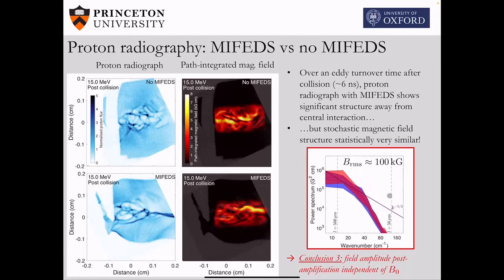And so what we conclude from this is that the field amplitude post-amplification is independent of the initial seed field value. This confirms that we're hitting some type of ceiling, and it would seem to imply that a very strong candidate for that ceiling is the fact that these fields are becoming dynamically significant.